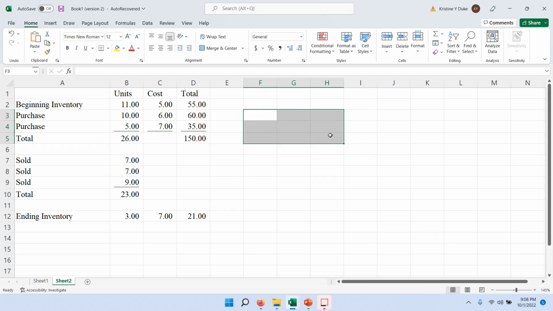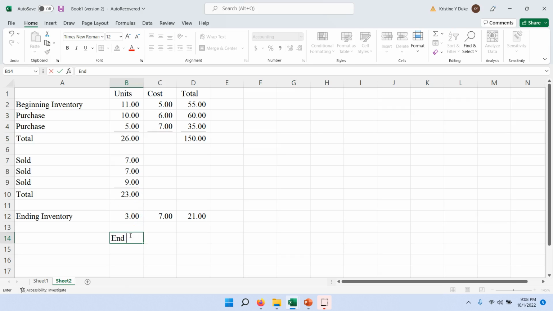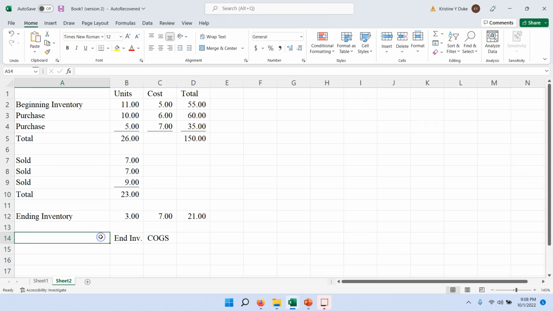So let's talk about how this goes. I have the information here, and it says that we sold 7, 7, 9, and a total of 23. So we still have 3 remaining in our inventory. So how do we determine FIFO? This is going to be my ending inventory. And what was my cost of goods sold? And we're going to put cost flow assumption. So really easy. We'll do FIFO first, and then I'll do weighted average.